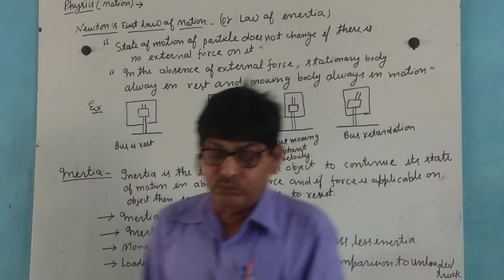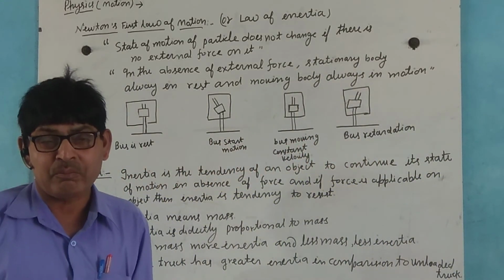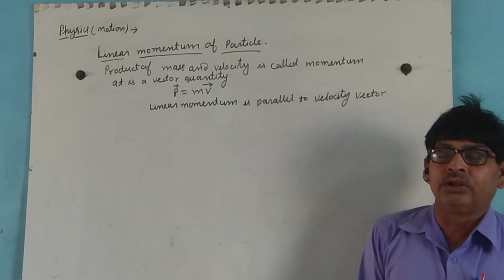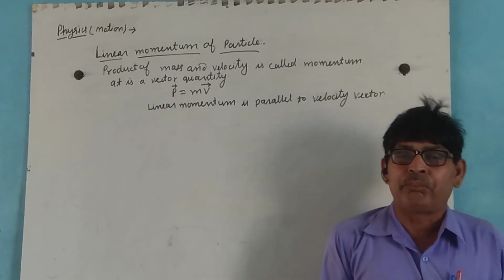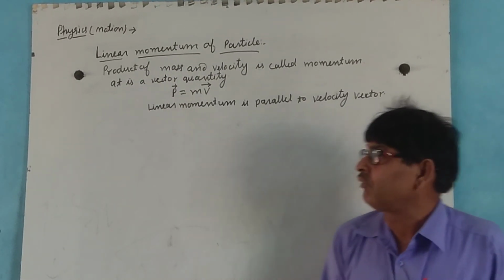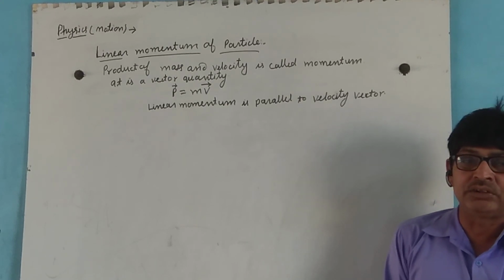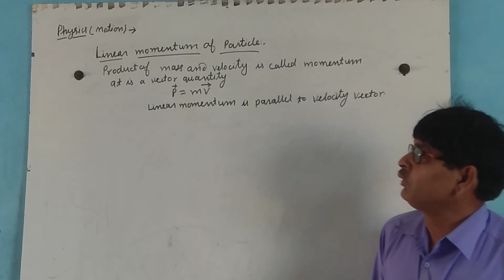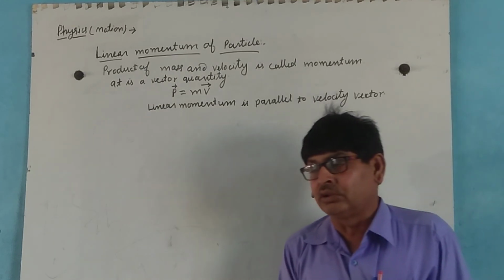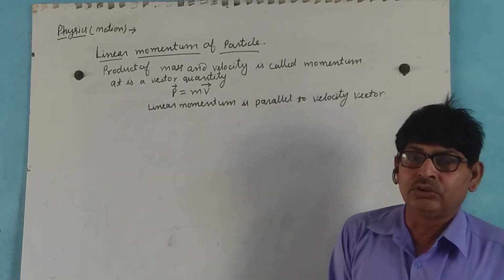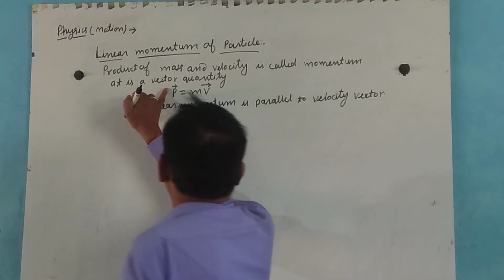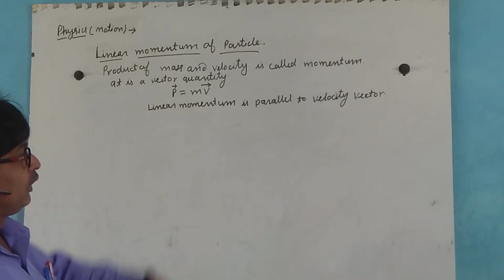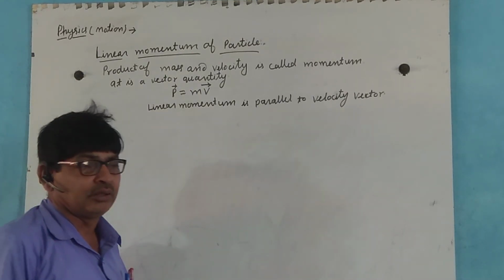Here now we have linear momentum of a particle, the product of mass and velocity, is known as momentum. Momentum is a vector quantity, and P is equal to mv. Now linear momentum is parallel to the velocity vector.